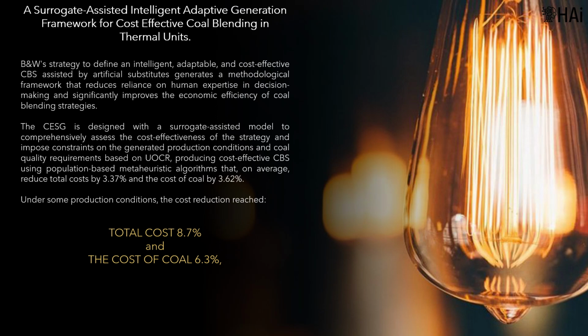The CESG is designed with a surrogate-assisted model to comprehensively assess the cost-effectiveness of the strategy and impose constraints on the generated production conditions and coal quality requirements based on the UOKR, producing cost-effective CBS using population-based meta-heuristic algorithms that, on average, reduce total costs by 3.37% and the cost of coal by 3.62%. Under some production conditions, the cost reduction reached 8.7% for total cost and 6.3% for the cost of coal.